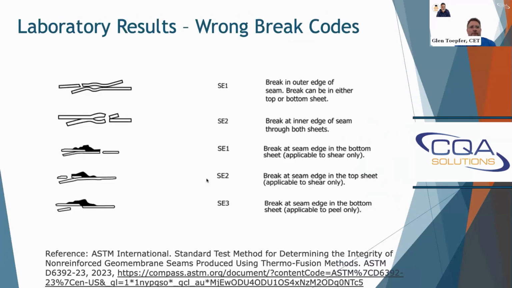Wrong break codes. I briefly touched on this one before. Your SE1 is applicable to only shear. SE2 is applicable to only shear. We see results all the time when we're doing audits where SE1 and SE2 are applicable to peel. And then vice versa. The SE3 is only peel, and you see it listed for shear results. It just doesn't make any sense. Where are these errors coming from? Are they coming from a lab? And if they're coming from the lab, it really kind of upsets your confidence in them, to say the least.